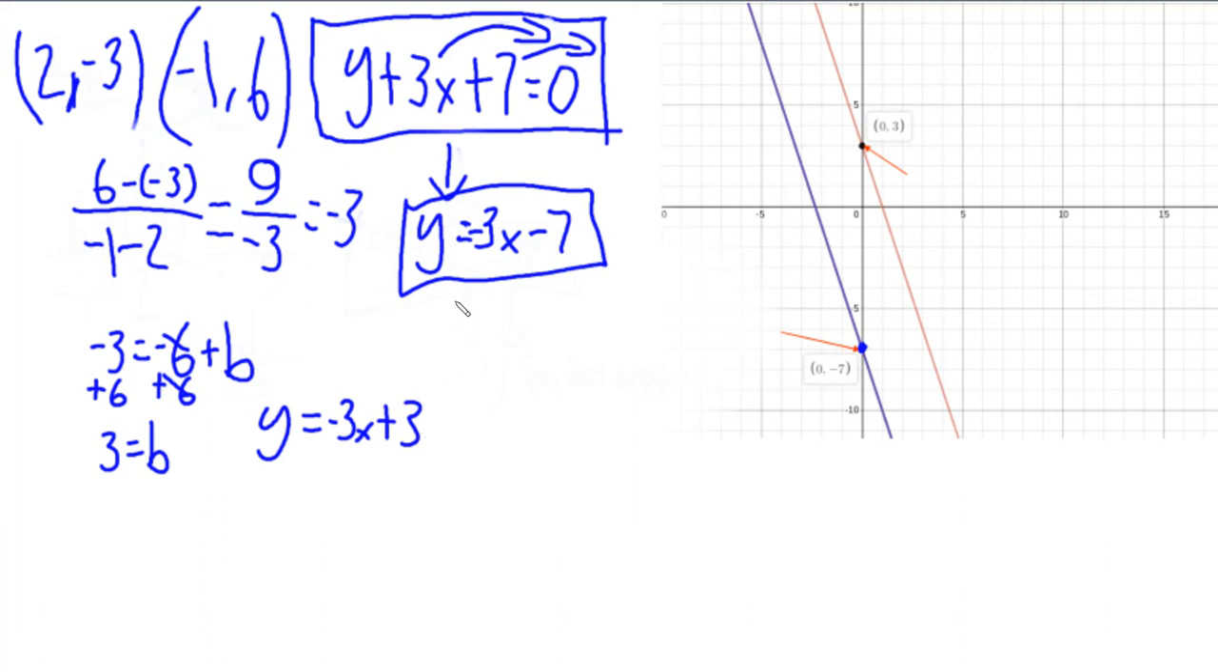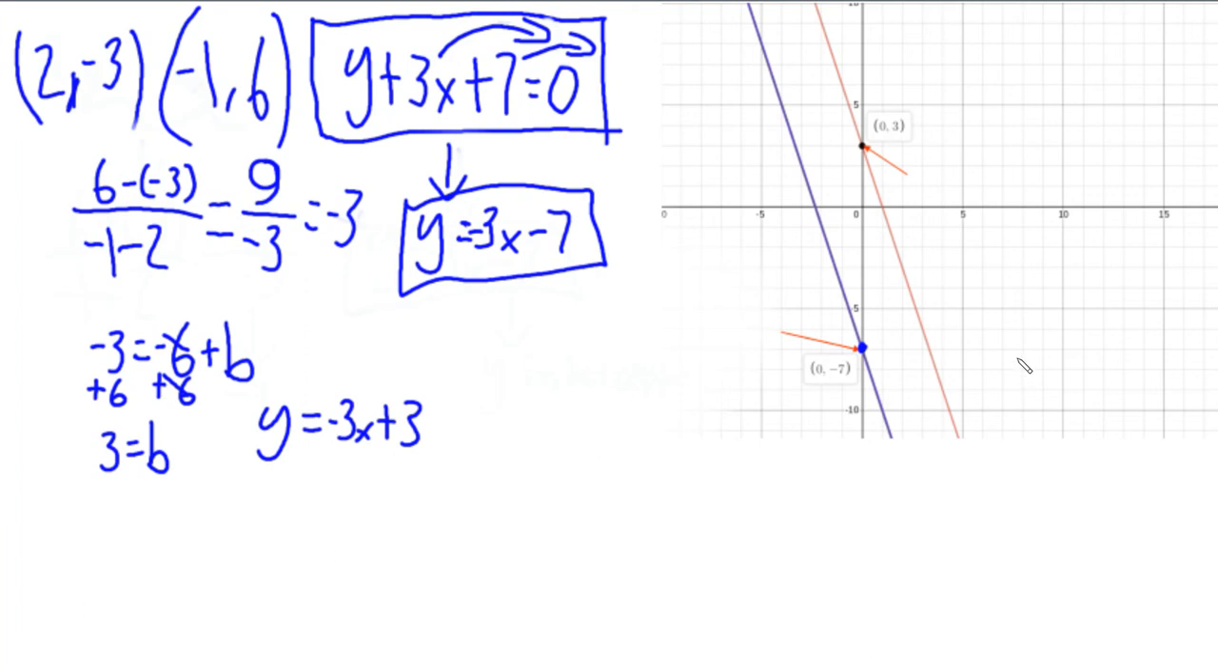Now we have these two line equations. Now let's see what they are on the graph, which line is which. We just have to look at the y-intercept, which is where the line intersects the y-axis. This one intercepts it at 3, so it would be this orange line. And this one is minus 7, so it would be this blue line.